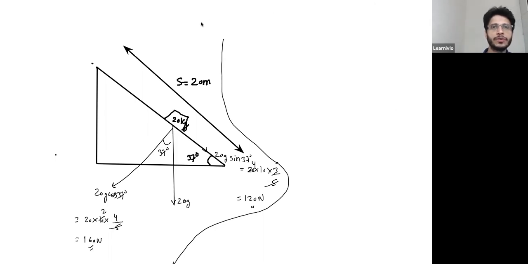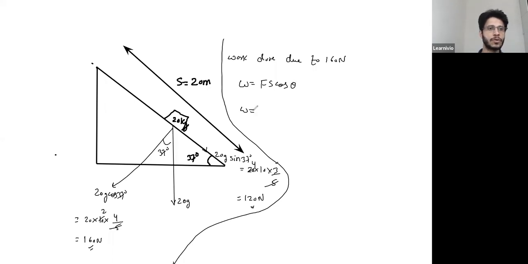These are the components of forces. If we calculate the work done due to 160 Newton, then work done is Fs cos theta. Force is 160, displacement is 20, and this angle is 90 degrees, cos 90. Cos 90 is 0, so work done is 0.